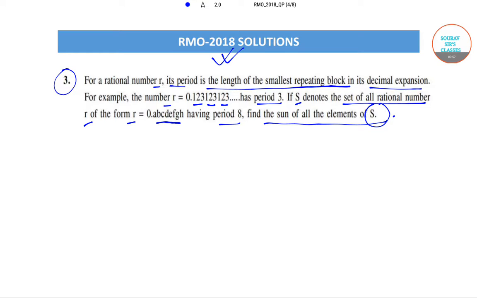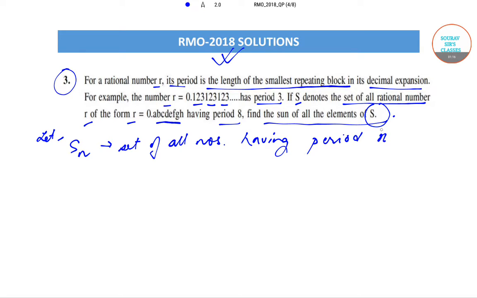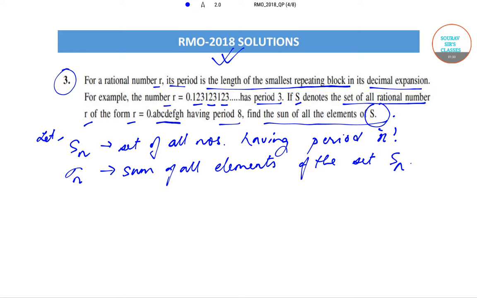So what we'll try to do is let Sn be the set of all numbers having period small n, and let sigma n be the sum of all elements of the set Sn. This is what we know. So we'll find out the various structures.